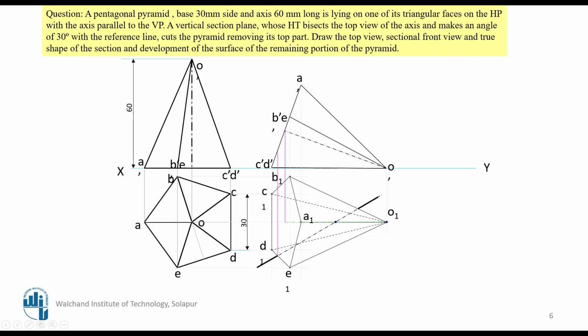Now this is very important. They have given it as bisecting the top view of the axis. The wording is bisecting the top view of the axis, and that is very important here. Otherwise, if they had said bisecting the axis, it means this particular line is not a true length, because this center line is inclined with the XY line. That is the reason this is not a true length.